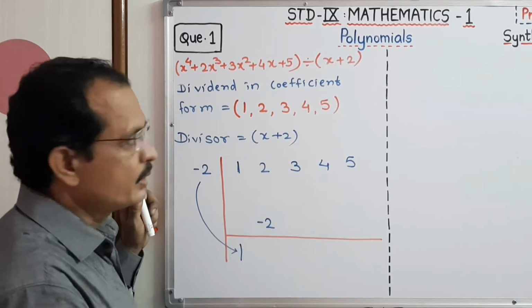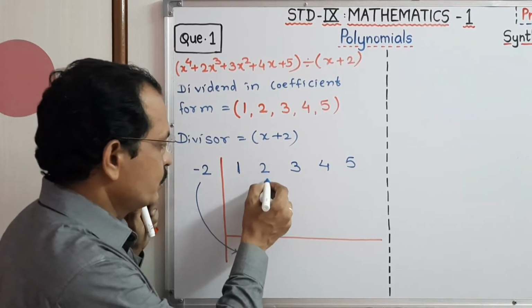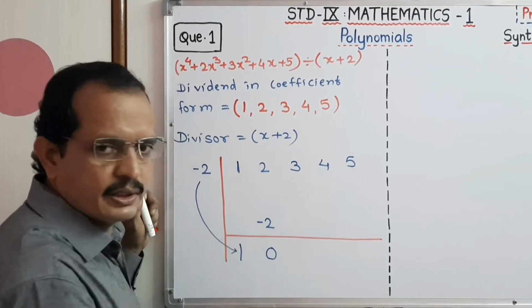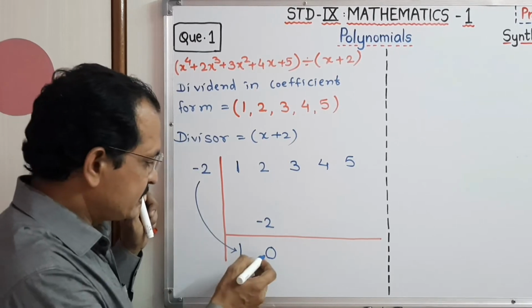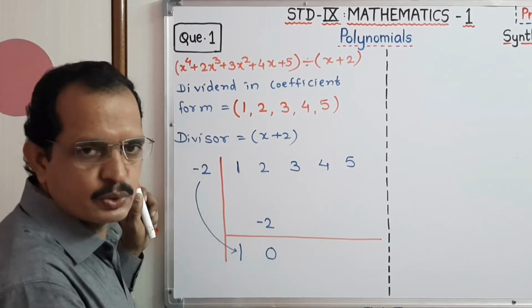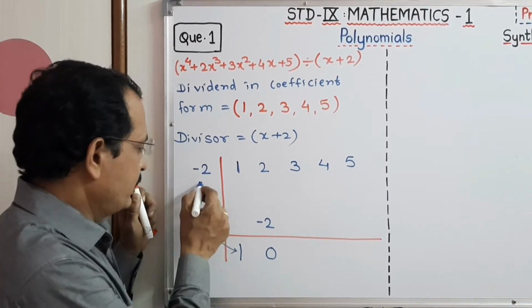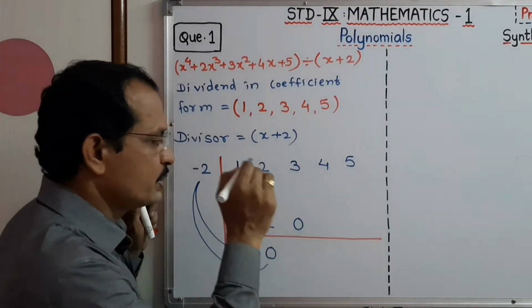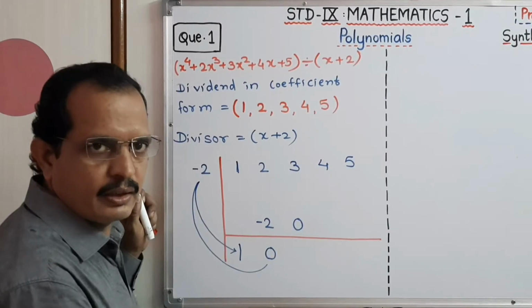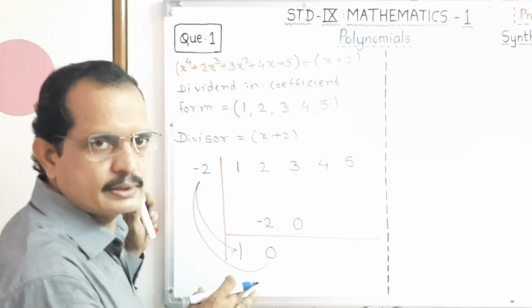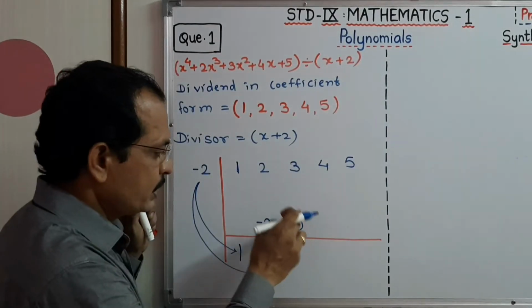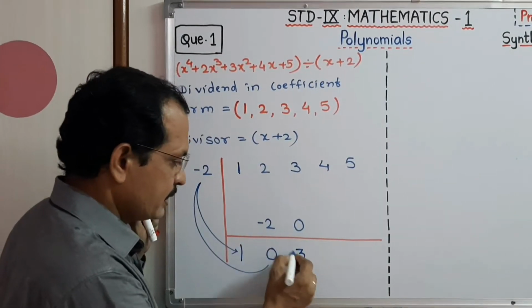Got it? Now see here, 2 minus 2, it is 0. Now this 0 multiplied with this minus 2. If you multiply any number with 0, then it is 0. Therefore write down 0 over here. I think everyone understood this. It is important. Now 3 plus 0, it is 3.